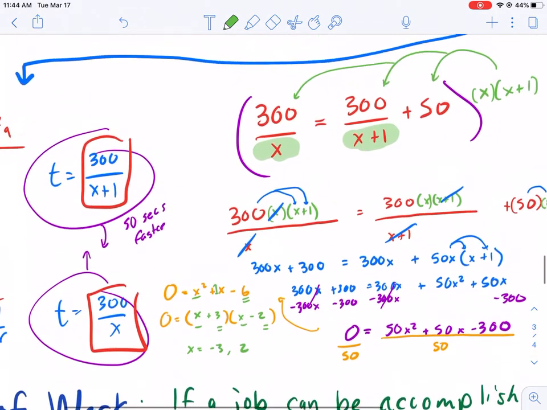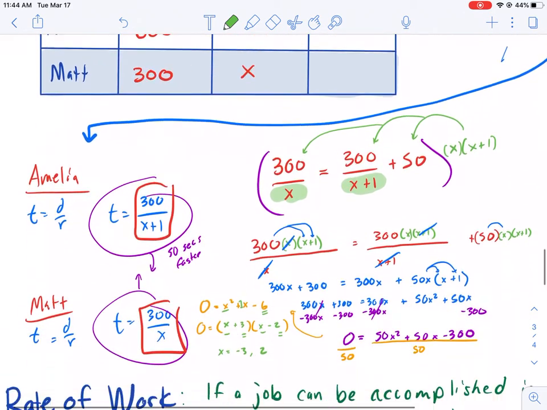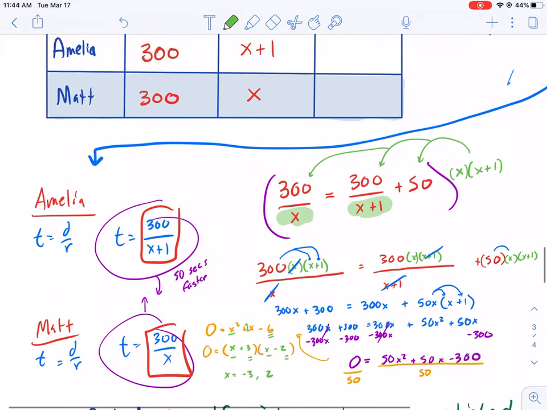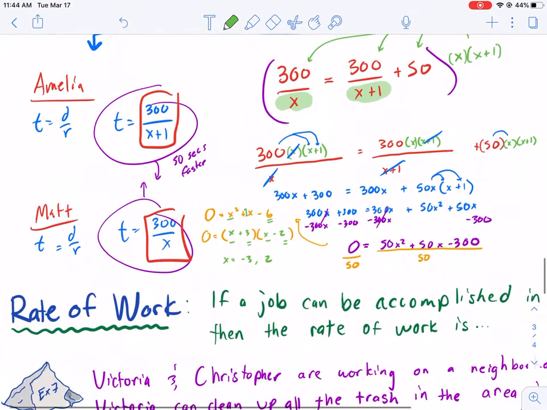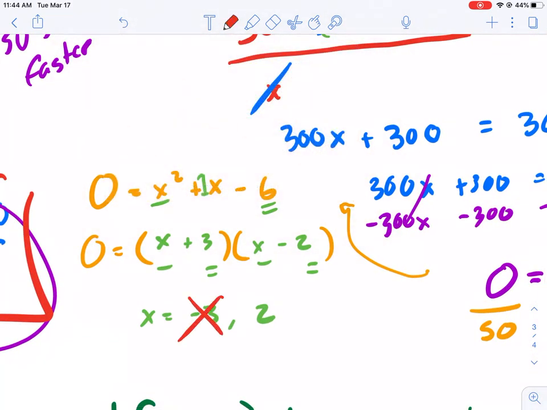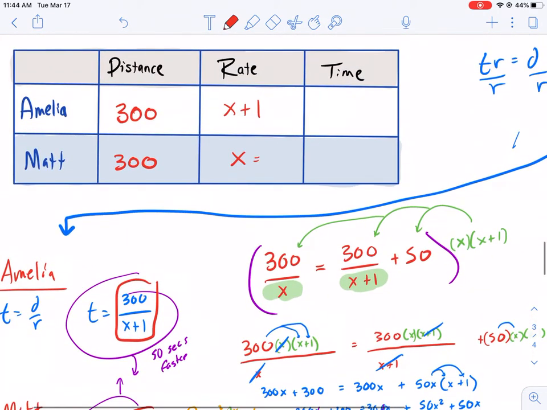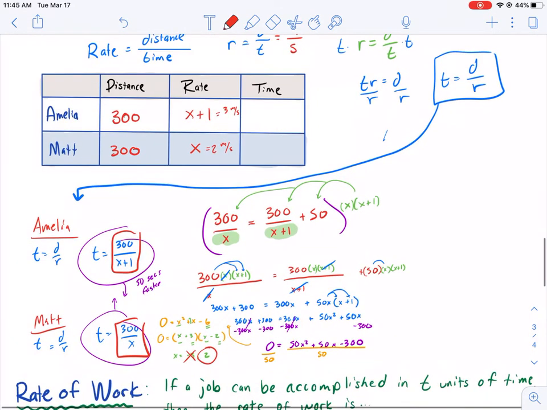Let's double check in the context of the problem. Would it make sense that their rates are negative 3 meters per second? Of course not. So we can cross off the negative 3 answer. So the answer is 2. The value of x is 2 meters per second. So Matt's rate is 2 meters per second, and Amelia's is just one faster, so that's 3 meters per second for her rate. And that's how you do it.